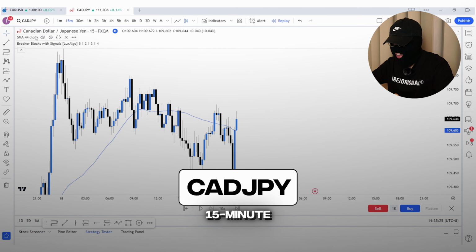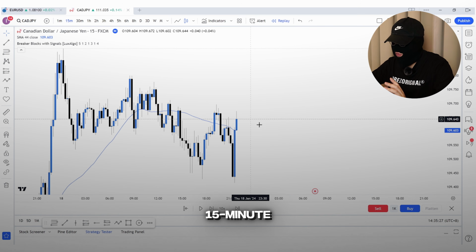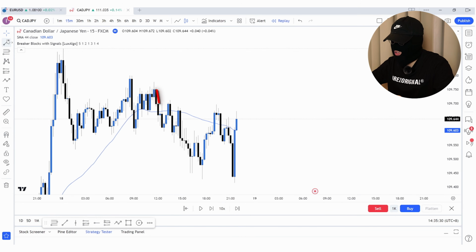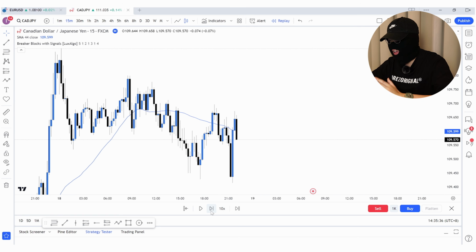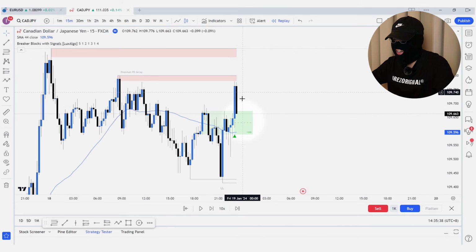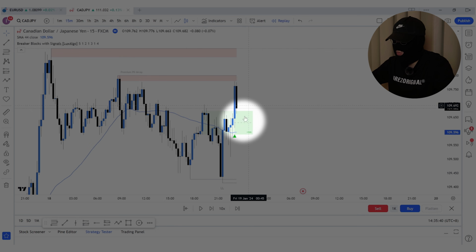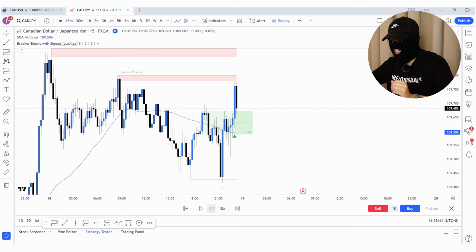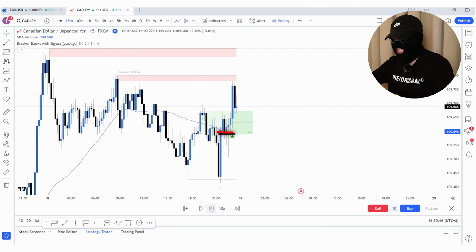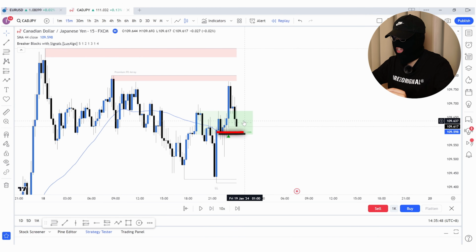Here, on the CAD/JPY chart, seen on the 15-minute time frame, price action has recently created lower highs and lower lows, and once price broke the most recent lower high aggressively, the breaker block indicator flashed a bullish breaker block as seen by the green box. Once price retested the breaker block, I checked that price was above the moving average, which gives us an extra confirmation for an entry here.